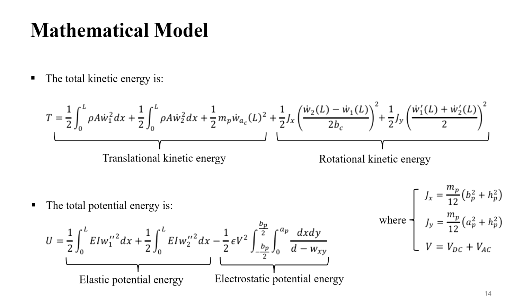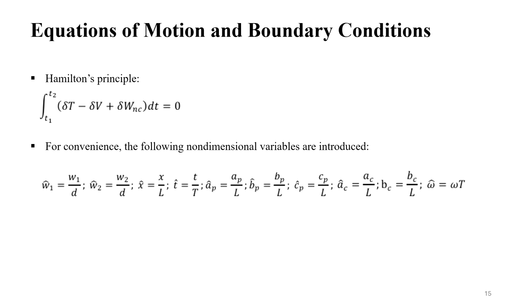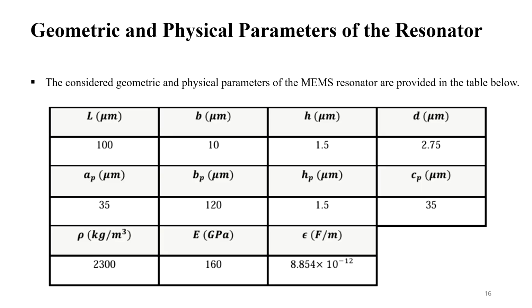We then formulated expressions for the total kinetic energy and the total potential energy as shown on the slide. The kinetic energy includes translational and rotational components, while the potential energy consists of elastic and electrostatic contributions. These expressions were then plugged into Hamilton's principle to derive the governing equations of motion and boundary conditions. Non-dimensional variables were then introduced to simplify analysis. The table below summarizes the geometric and physical parameters used in our model. You can refer back to the previous figure to see how each parameter corresponds to the resonator's dimensions.